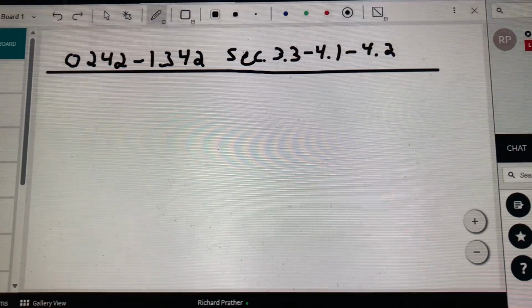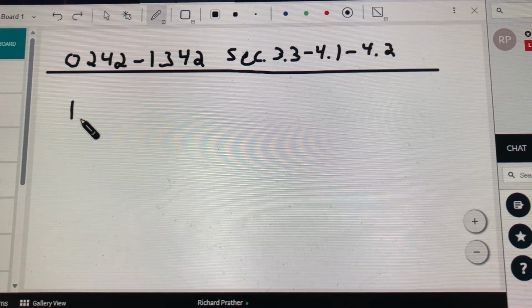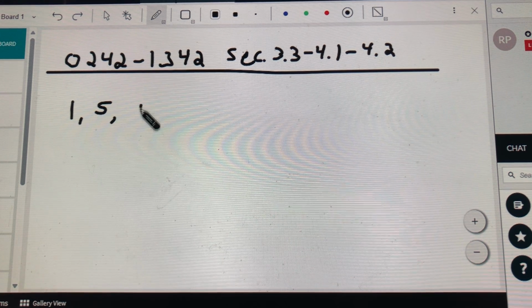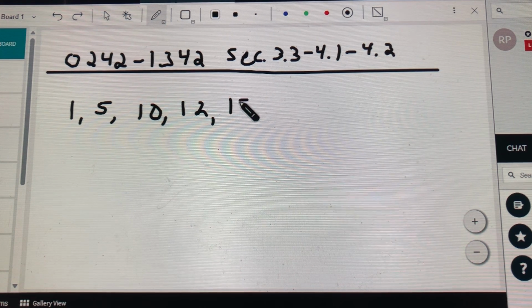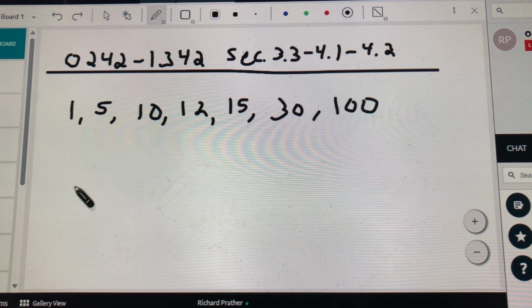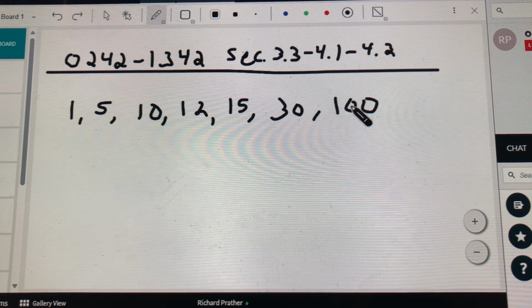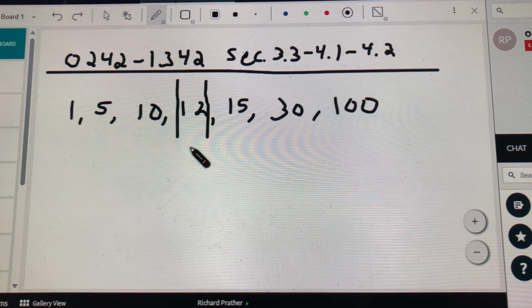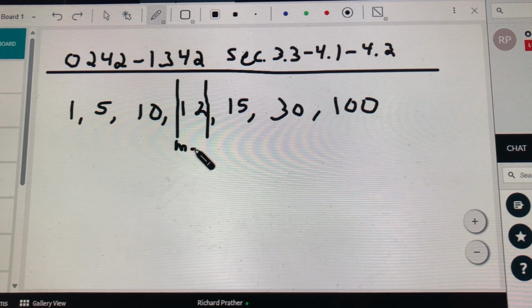Say you have 1, 5, 10, 12, 15, 4, 5, 30, and 100. This is a data set with 7 numbers. 1, 2, 3, 4, 5, 6, 7. So there's exactly 1 in the middle. 12 is the one smack dab in the middle. And that's called the median, as we learned at the beginning of chapter 3. I know the beginning of chapter 3 was mean, median, and mode.